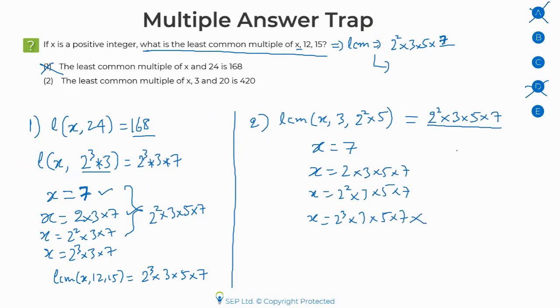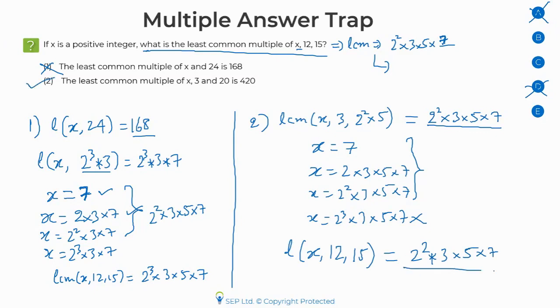Which means in all the cases that you take, if you take these values of x and try to find out the LCM of x, 12, 15, the highest that you will get will always be 2 square into 3 into 5 into 7. So the second statement alone is sufficient to give you a unique value of the LCM, which means you don't have to combine. Data is definitely not insufficient. The correct answer is B for Bravo.